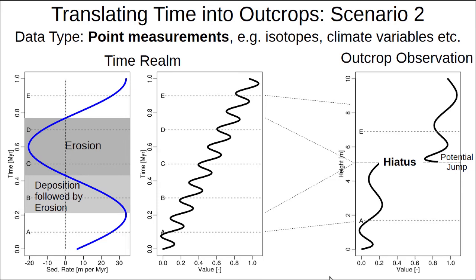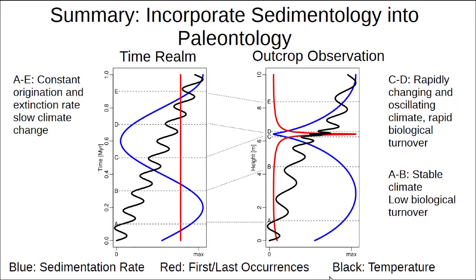sedimentation rate and hiatuses. And to fill these a bit abstract examples with some meaning, let's put them together. So let's assume that our rate are first or last occurrences, blue is the sedimentation rate, and black is some climatic variable such as temperature in this case.